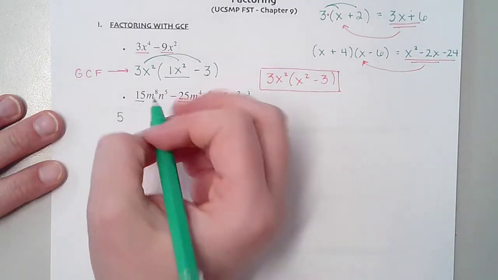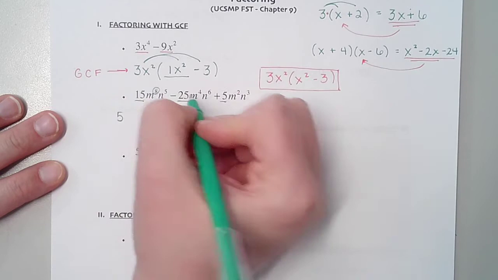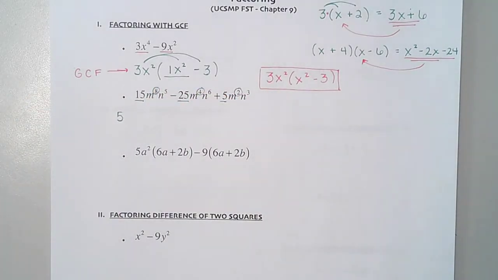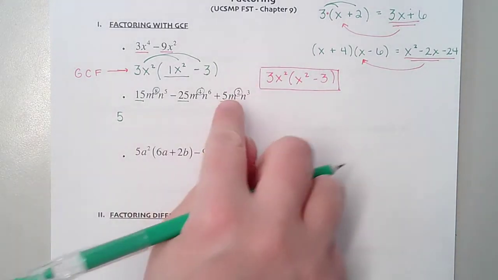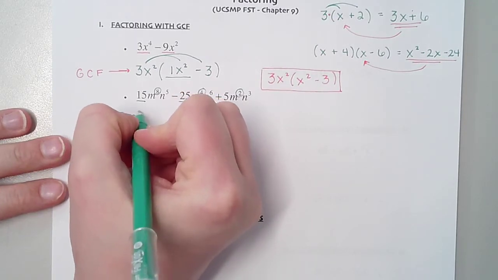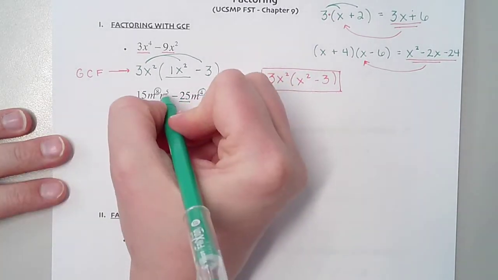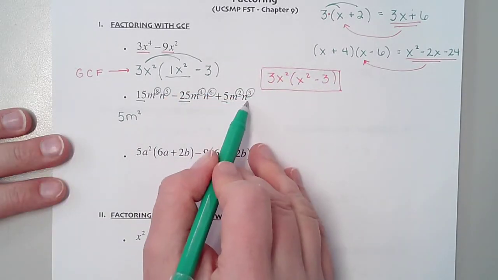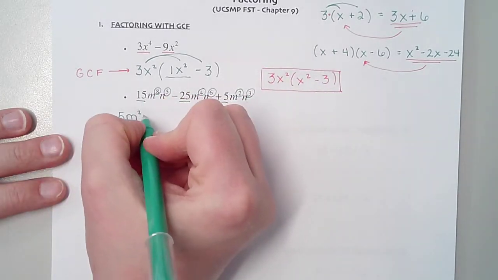Now let's look at my m's. I have m to the 8th, m to the 4th, and m squared. So if I needed the same amount from all of them, if I needed to take out the most that they had in common, it would be the m squared. And then my n's, I have n to the 5th, n to the 6th, n to the 3rd. So the largest number I could take would be that n to the 3rd.